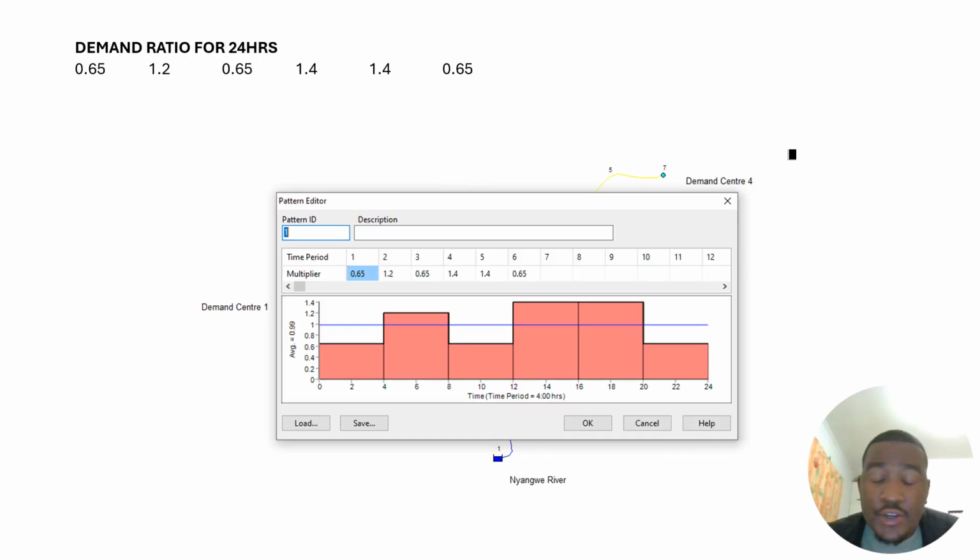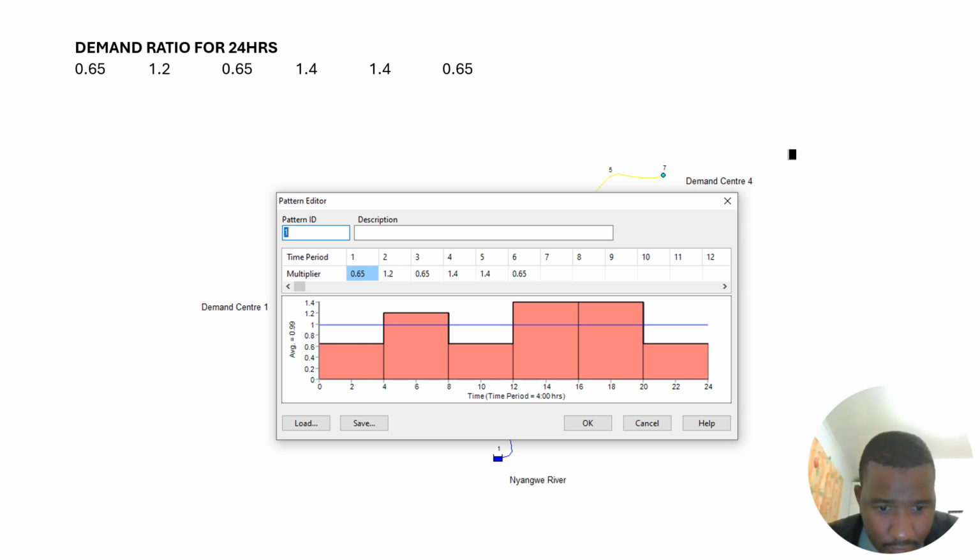This is the demand ratio for 24 hours. As you can see there, under multiply, you add all those demand figures, and then you get the results. As you can see there, for your results, you see under time for a specific amount of time. So it actually did it in 4 hours, because it changes after every 4 hours.